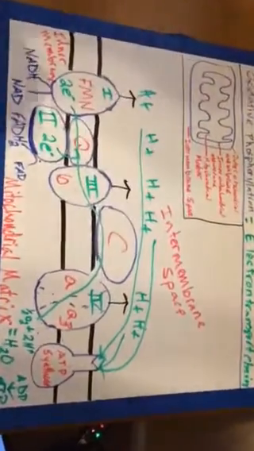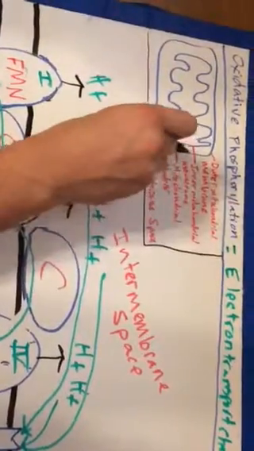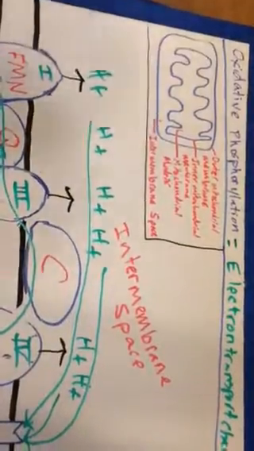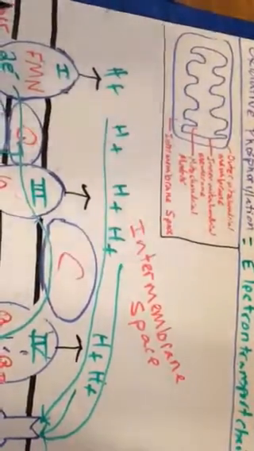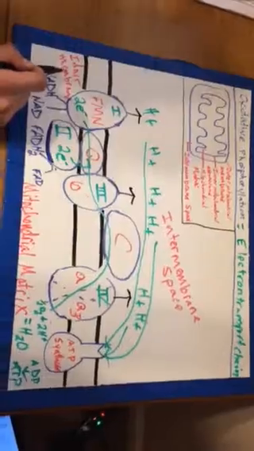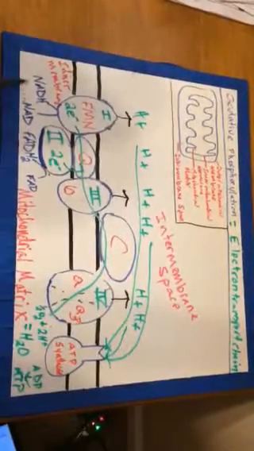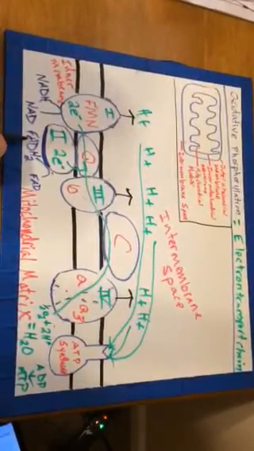Since the components of the electron transport chain are embedded specifically in the inner mitochondrial membrane right here, we're going to focus our attention there, which is down here. This is the inner membrane. This is the intermembrane space. We start with NADH and FADH2.